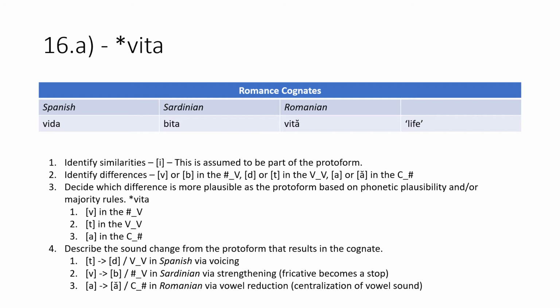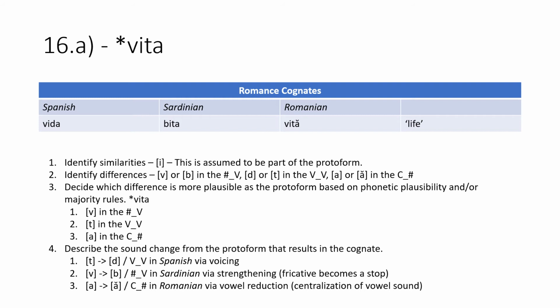So the T becomes the D between vowels in Spanish via voicing, right? The V becomes the B at the beginning of a word, followed by a vowel in Sardinian via strengthening, where a fricative becomes a stop. That the becomes the at the end of a word following a consonant in Romanian via vowel reduction, or the centralization of vowel sounds.